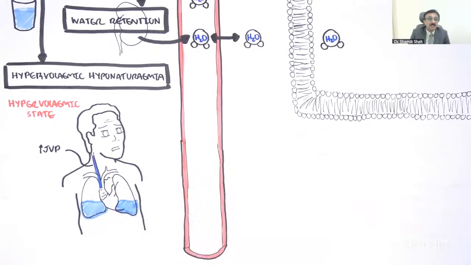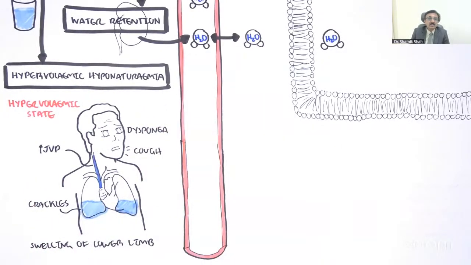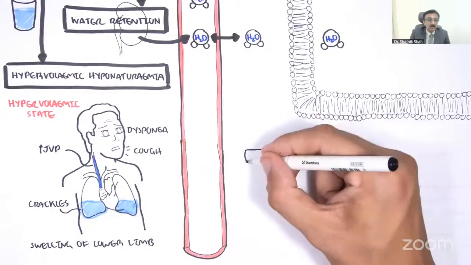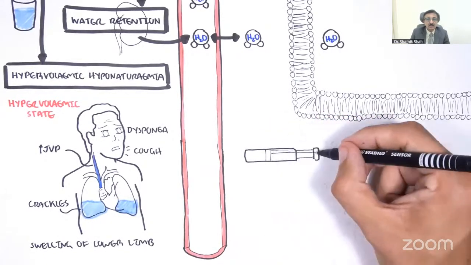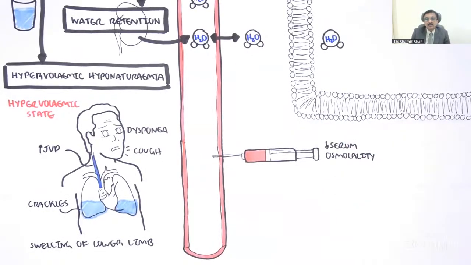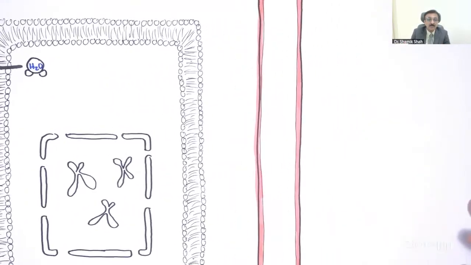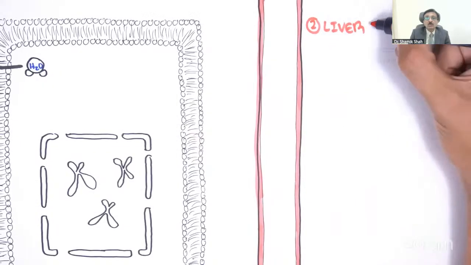And clinically, we will see that these patients have a raised JVP, they have wet crackles, of course, they complain of dyspnea and cough, and there will be swelling of the lower limbs. But when we look at the osmolality, there will be a low serum osmolality because we are discussing true hyponatremia. So all cases of true hyponatremia will have a low osmolality.